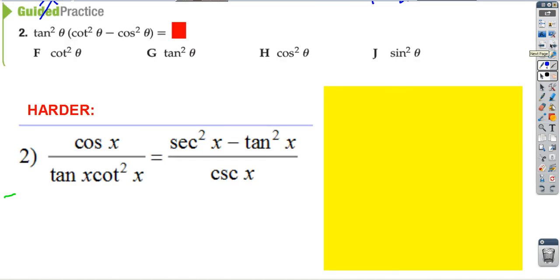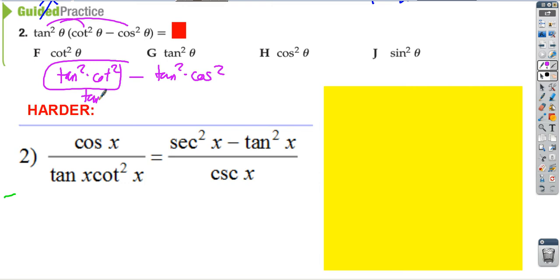Alright, we have a whole bunch of them here, so let's do both of these. Let's start with the top one. Obviously, like it says, the bottom one's a little bit harder. So cotan squared minus sine squared, let's distribute this. So we have tan squared times cotan squared minus tan squared times cosine squared. Well, these are reciprocals right here. Cotan squared is the same as 1 over tan squared. So those are going to cancel, and that just leaves us with 1.